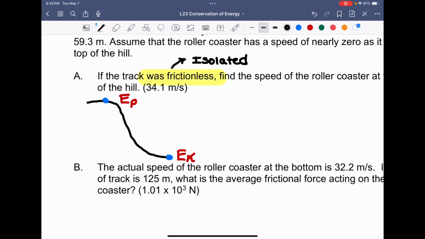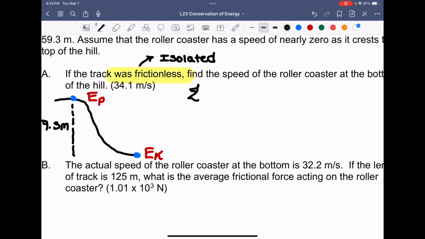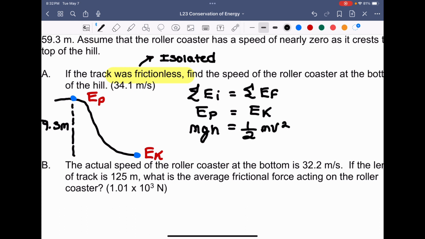And so this makes our job extremely easy, because we have a height equal to 59.3 meters, and we know the energies are one type versus the other. If it's an isolated system, we can write the sum of the initial energies as equal to the sum of the energies in the final position. We have potential energy in our initial position and kinetic energy in our final. Potential goes back to mgh, because now we're dealing with gravitational potential, and kinetic is 1/2 mv squared.